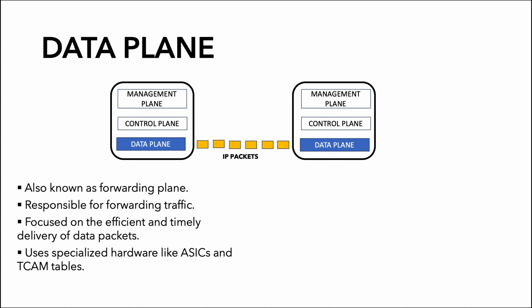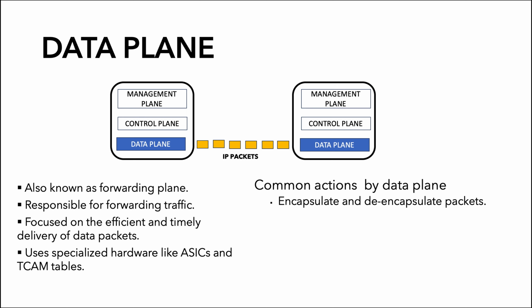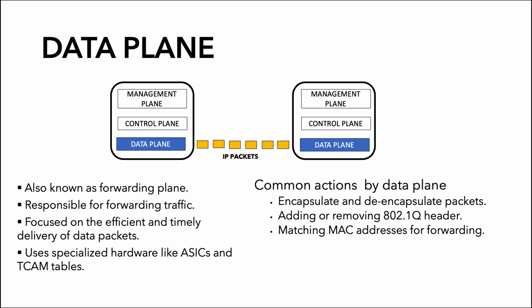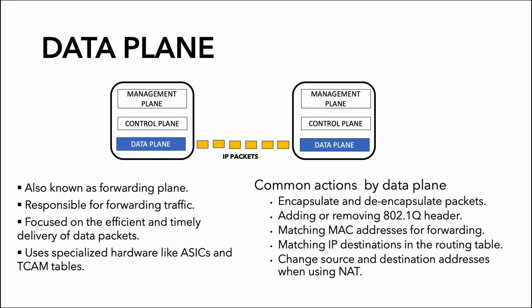Some of the most common actions that a networking device performs in the data plane are, for example, it can encapsulate and decapsulate packets, adding or removing the 802.1Q header, matching MAC addresses for forwarding, matching IP destinations in the routing table, changing source and destination addresses when you're using network address translation. And when you're using an access list, either you can drop the packet or allow the packet. Those are the actions performed by the data plane.